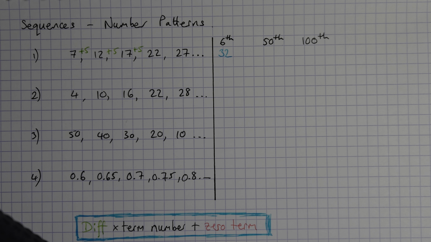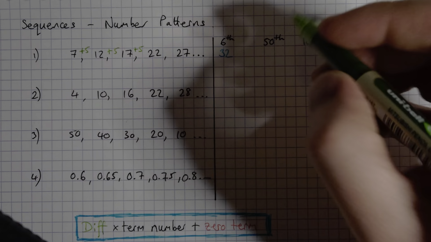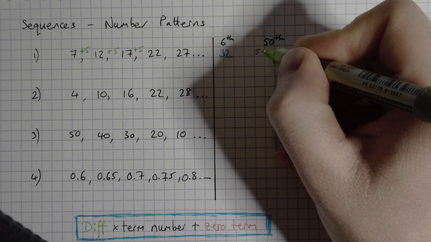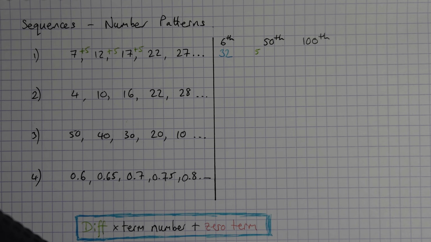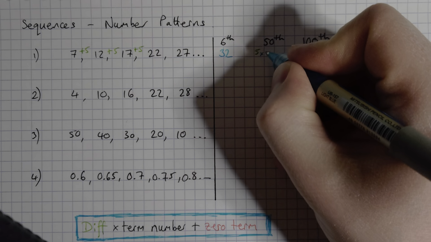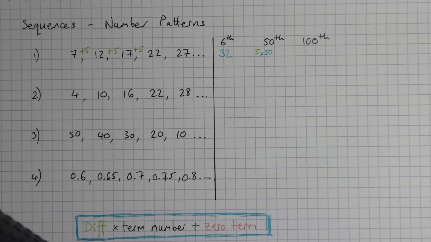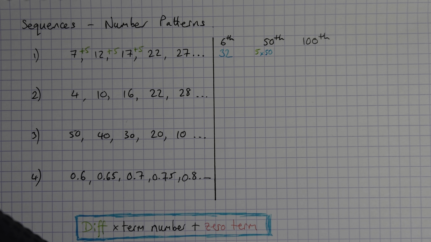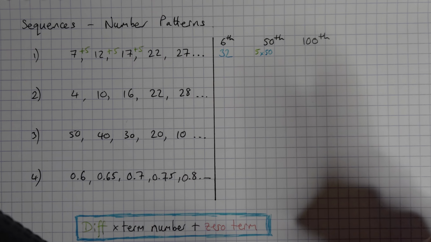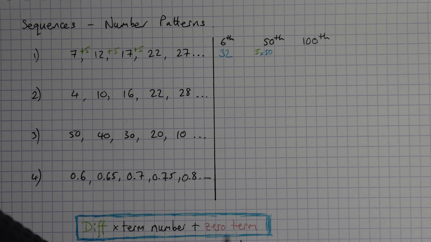So to jump straight to the 50th term, I know the difference between terms is 5. The term number here is, well, 50. It's the 50th term is what I'm trying to find. So that varies depending on what term I'm trying to find. If I want the 50th term, the term number is 50. And this last term is the 0 term.